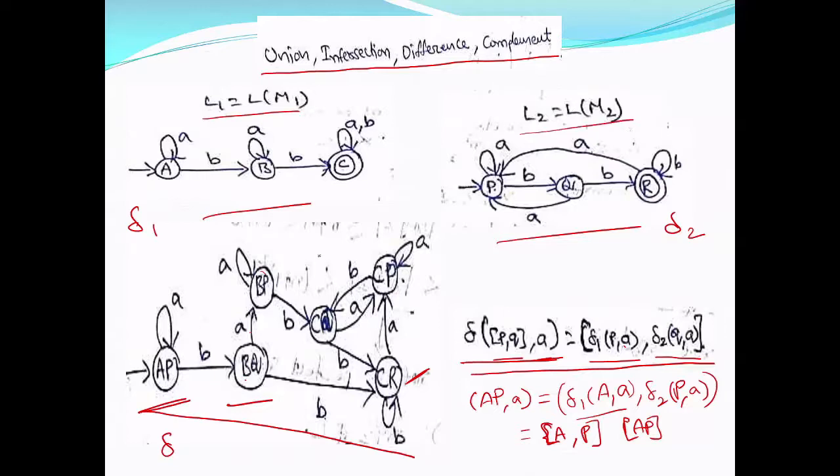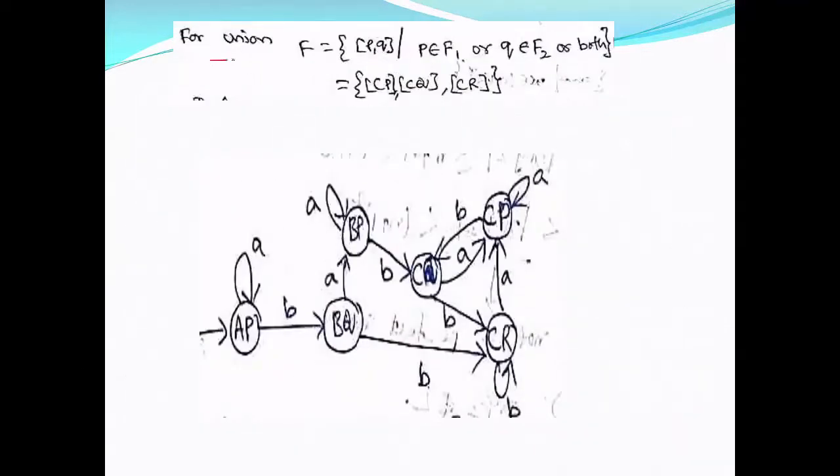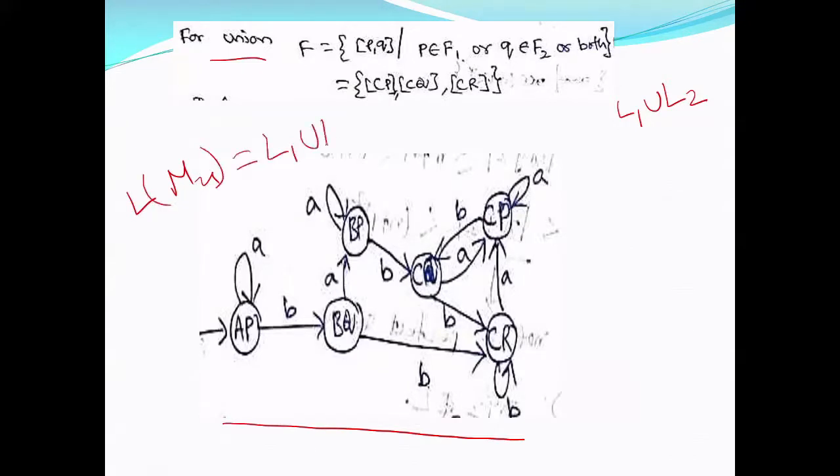So if I want to get the union of these two languages, and let us say I want a DFA for the union of these two languages, then what I should do is, first I have to do this. Then if I want the union, that means this DFA which I have calculated should represent the union of L1 and L2. That is, I want to get L1 union L2. If I call this MU, then L of MU should be L1 union L2, or in other words, L of M1 union L of M2.